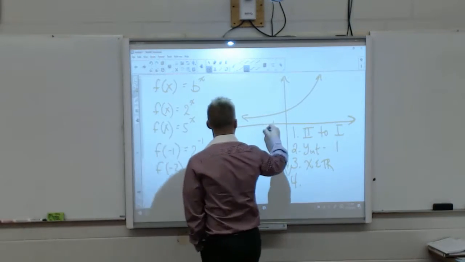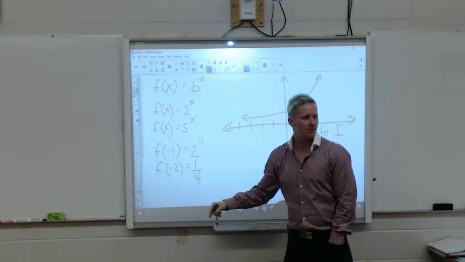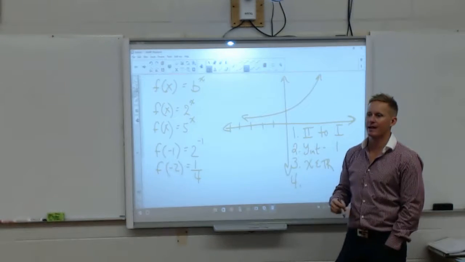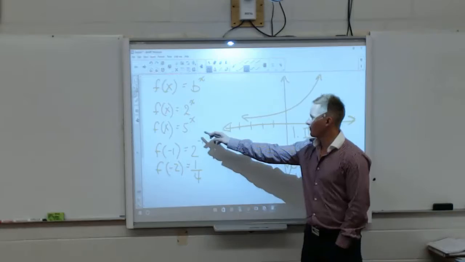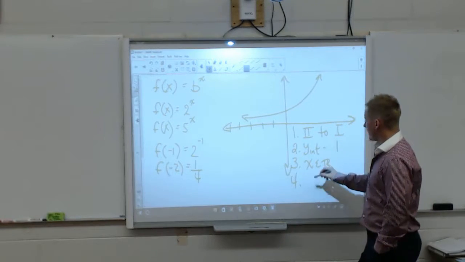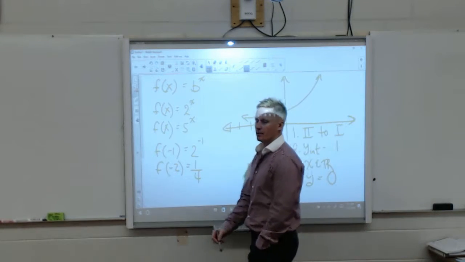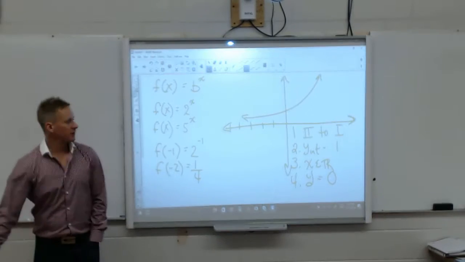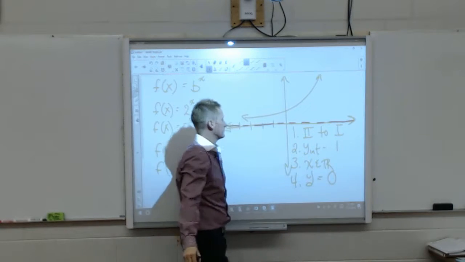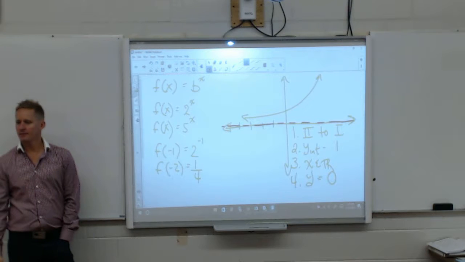As I go this way, what's happening to my number? It's getting smaller and smaller, closer and closer to this line, but never going to get there, because you can't get a number for x that's going to give us a 0 value, right? So no matter how small. So what that means is I have a y asymptote at y equaling 0. So there is an asymptote on this graph right there. Okay?